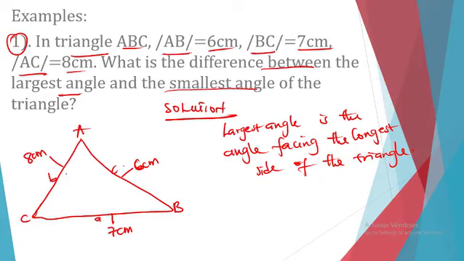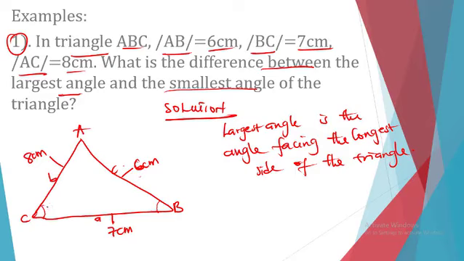Now looking at this triangle, the longest side is 8 cm. So the angle facing the longest side is what? It is B. The angle at B is the largest angle. Then the shortest side of this triangle is what? Line AB, which is 6 cm. Is that correct? So the angle facing line AB is the angle at what?